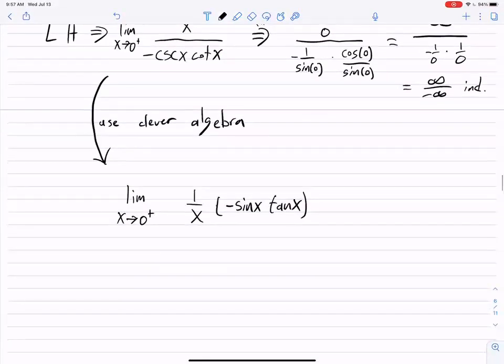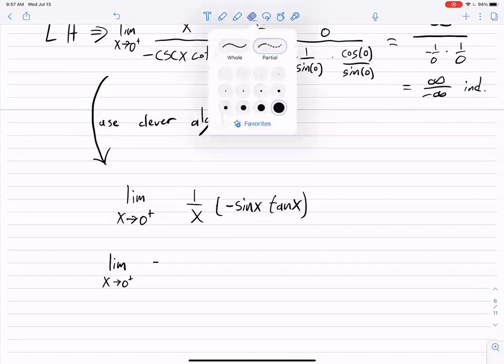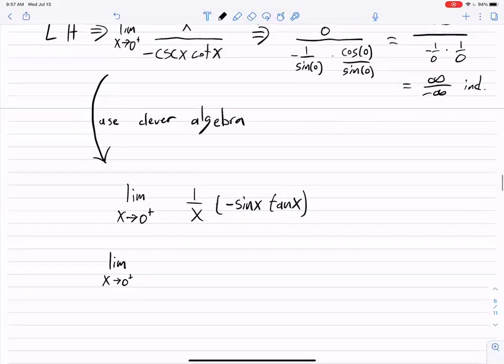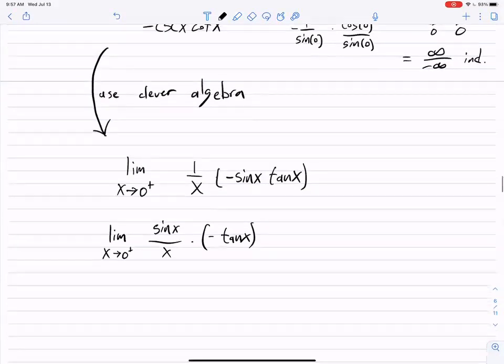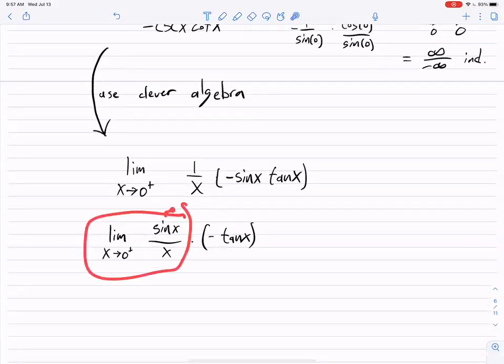And now this right here is a limit I know, right? 1 over sine of x over x. So this becomes the limit as x approaches 0 from the right of negative, or let me put the negative on the outside, with the tangent of sine of x over x times negative tangent of x, right? And this limit right here we know, and this limit right here we can do. And so just using the limit laws, just break this up into two limits.